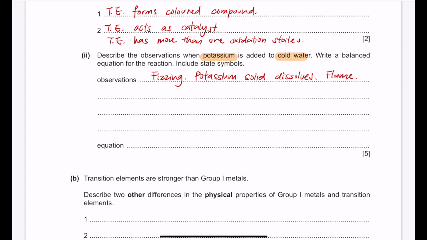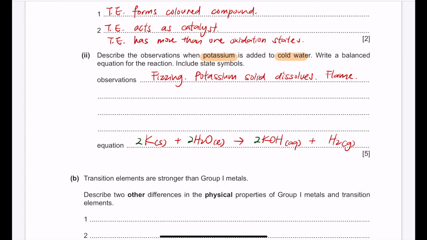Okay, and then followed by the equation: potassium solid is added into H2O liquid to form potassium hydroxide solution plus hydrogen gas. So is this a balanced chemical equation? It is not. 2, 2, 2. That's it.